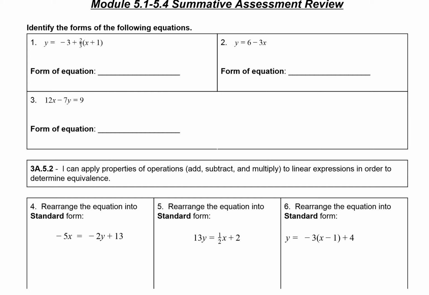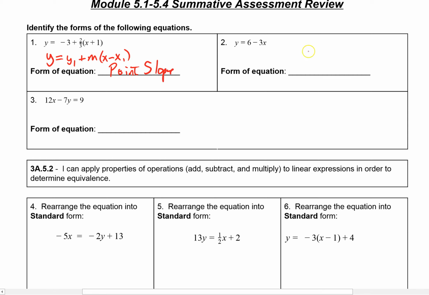And the first three questions don't ask you to do any more work than just identify the form of the given equation. For number one, another way we could write this is y equals some y value plus a slope times x minus an x1. This is known as point slope.